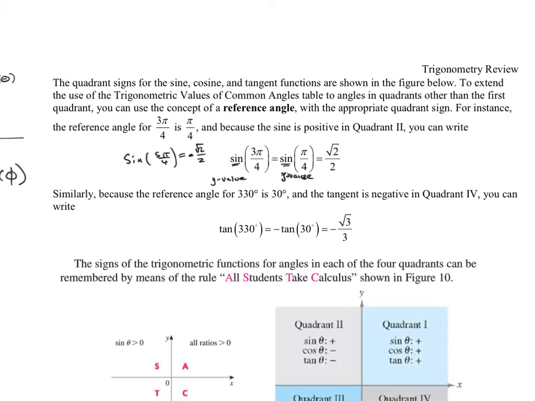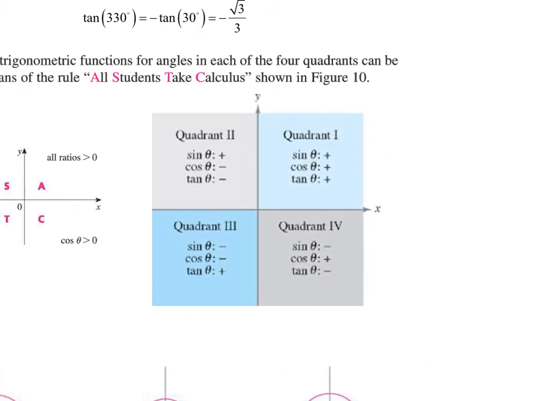Tangent in the fourth quadrant we know is negative. So it's the exact same value, root 3 over 3, we just know that it's negative. So in other words, evaluate all your values in the first quadrant and then just do the appropriate positives and negatives based on the quadrant it is. And this chart tells you what are each of the values of sine, cosine, and tangent.